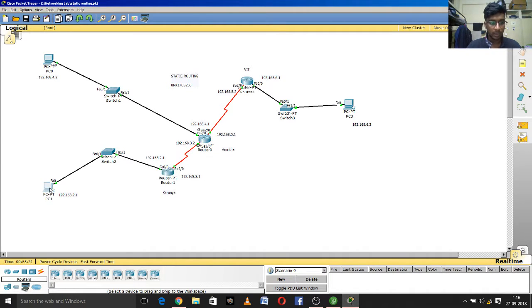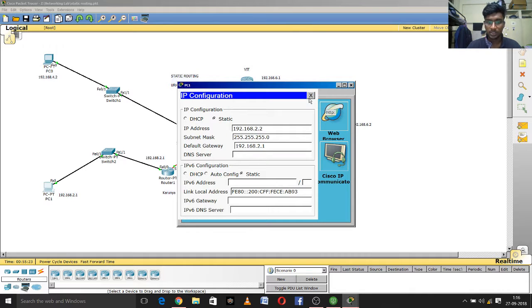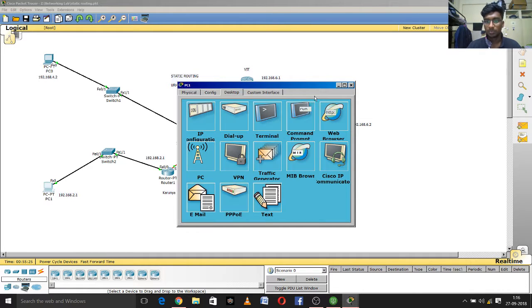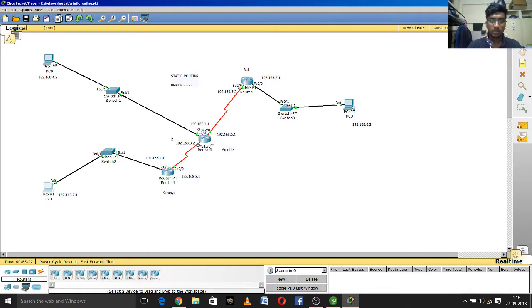I have already pre-configured the PCs and the routers. The process of how to configure these has been done in one of my previous videos. So the concept of static routing works such that now, see, I have 5 independent networks over here, and I need to connect each network to every other network to make sure that they're all connected.